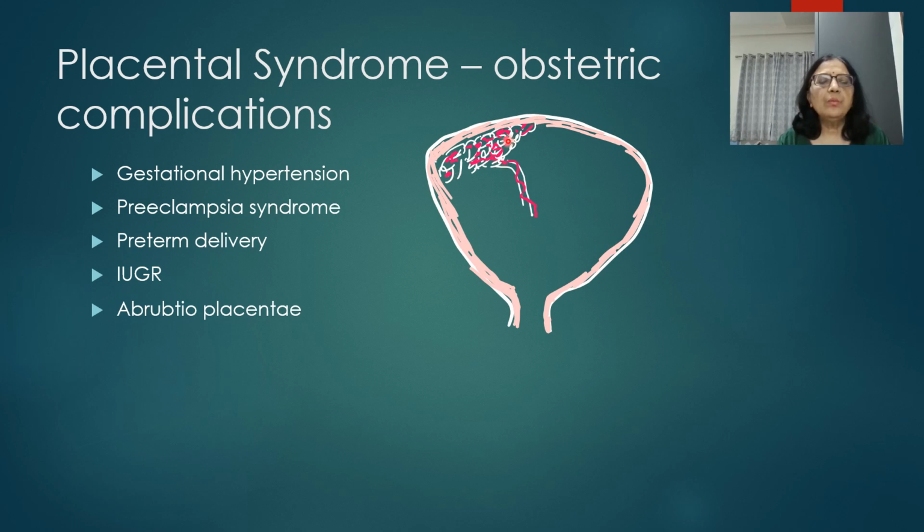Defective placentation is a placental syndrome. It leads to obstetric complications, such as a high risk for development of gestational hypertension, preeclampsia, eclampsia syndrome, preterm delivery, intrauterine growth restriction, and abruptio placentae. So these are all complications of placental syndrome, and hypertension in pregnancy, as gestational hypertension or preeclampsia syndrome, is one of the complications of placental syndrome.